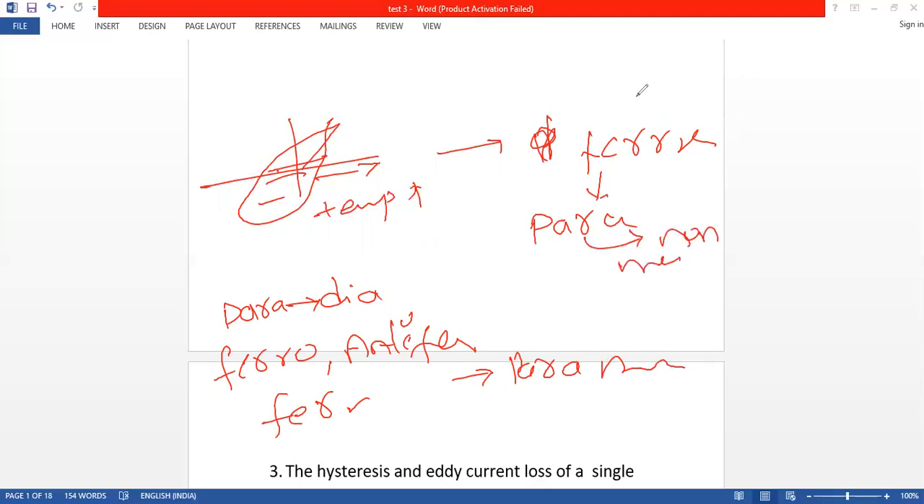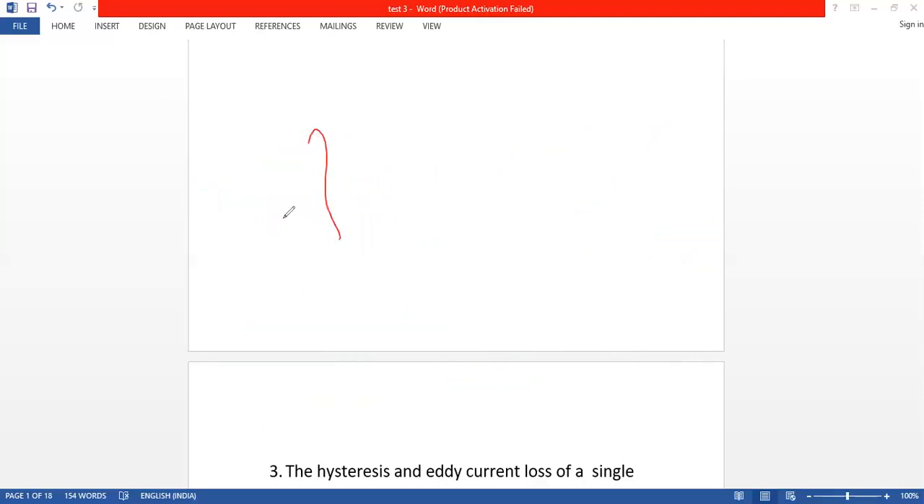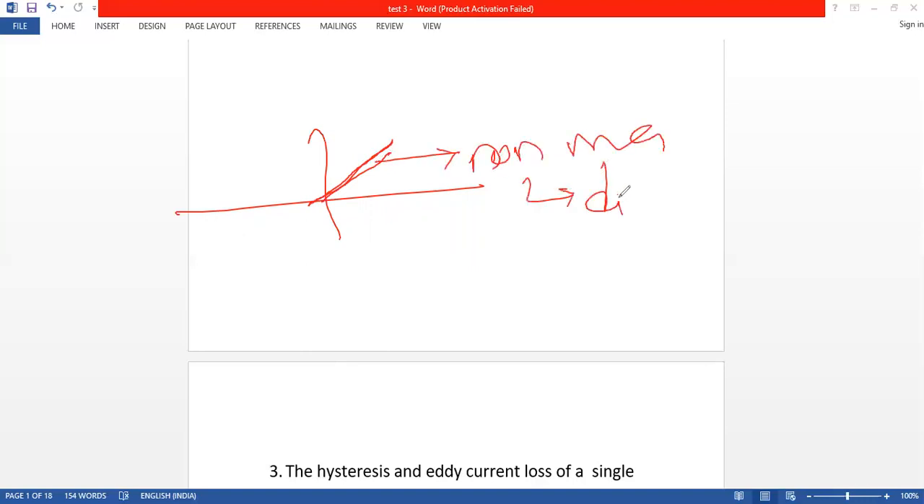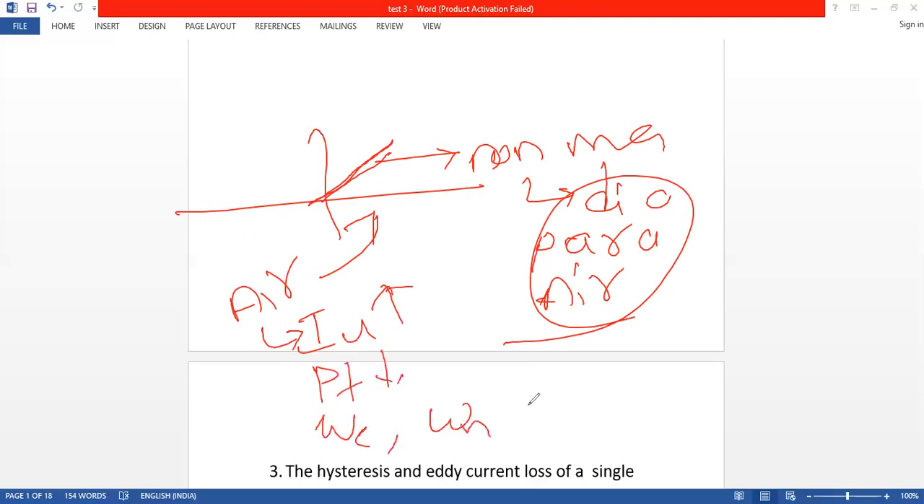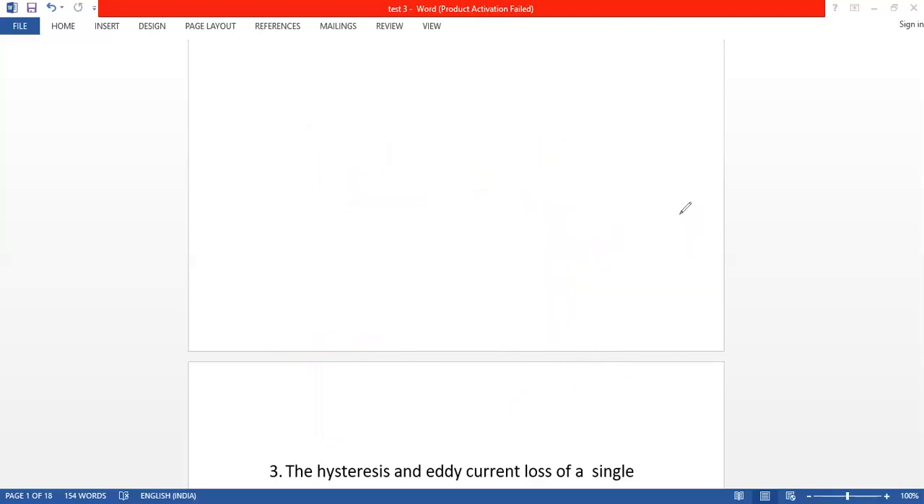Non-magnetic means hysteresis loss 0. Hysteresis loss 0 means area 0. Area 0 means it turns to a straight line. This is for non-magnetic, for example dia, para, and air material. So if tomorrow a question is asked, if the transformer core is made with air, what will happen? Magnetizing current will increase, power factor will be poor, but your eddy current and hysteresis losses are 0. Okay, almost done. Hope you keep a few points in mind.